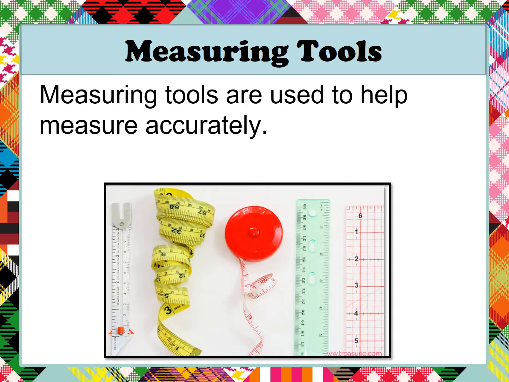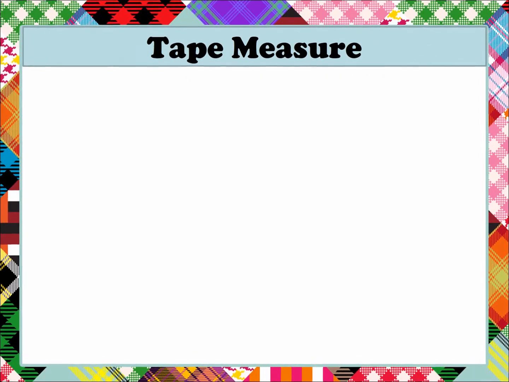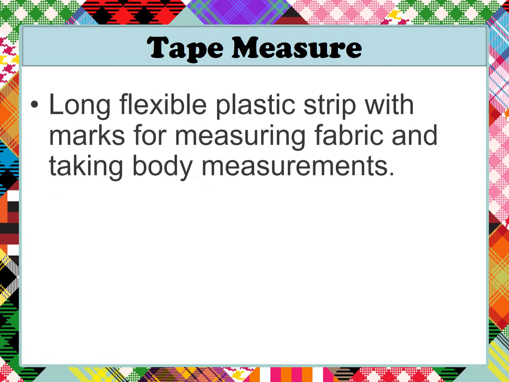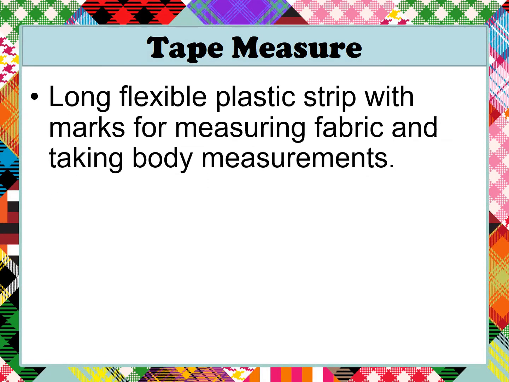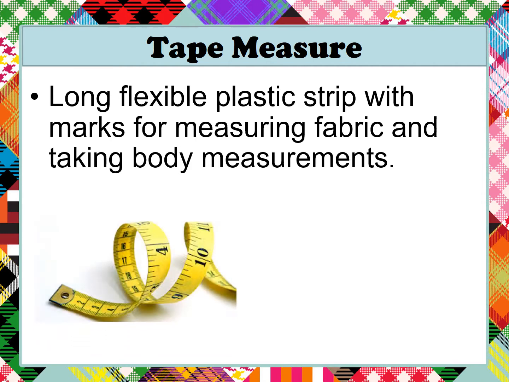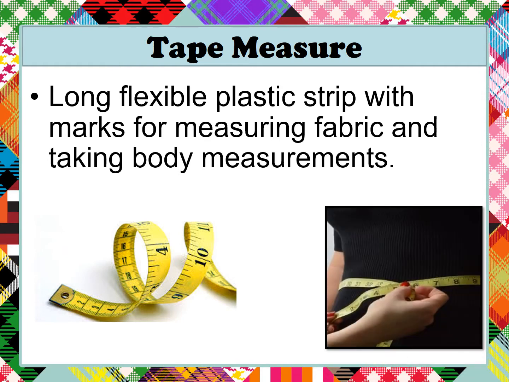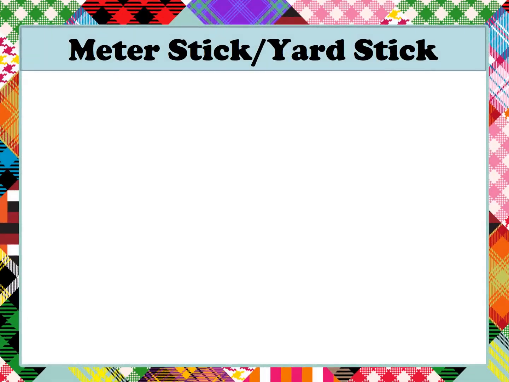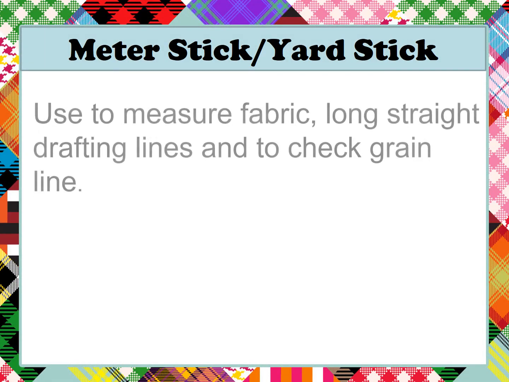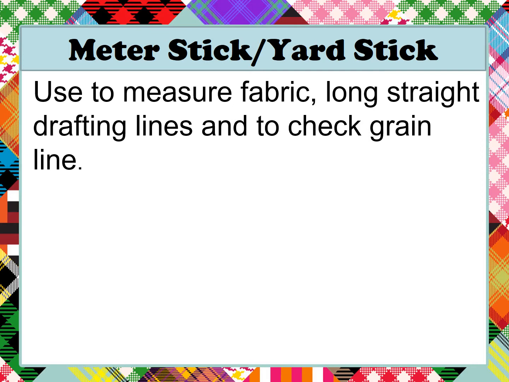Now we're going to identify the different types of measuring tools. First one is the tape measure. A tape measure is a long, flexible plastic strip with marks for measuring fabric and taking body measurements. The next tool, meter stick or yardstick. It's used to measure fabric, long straight drafting lines, and to check grain lines.